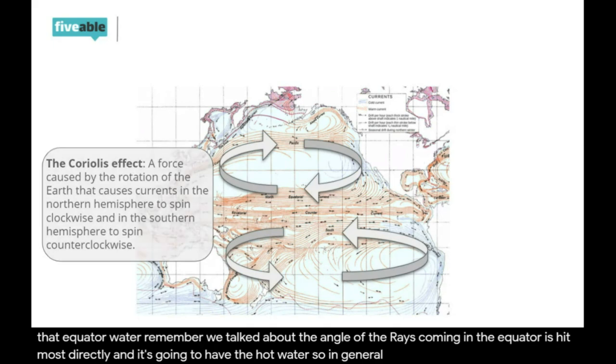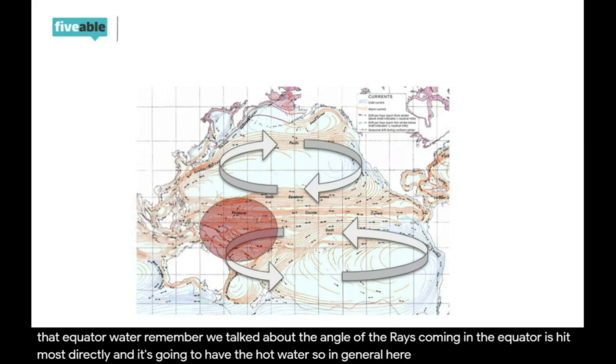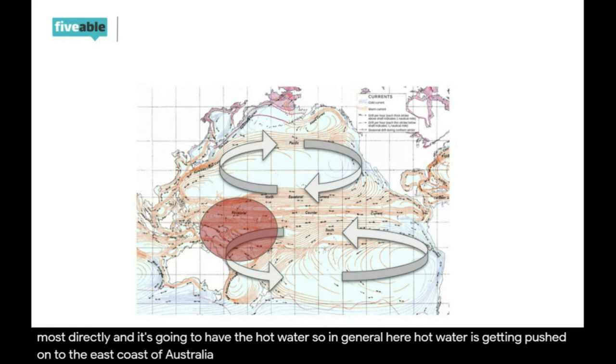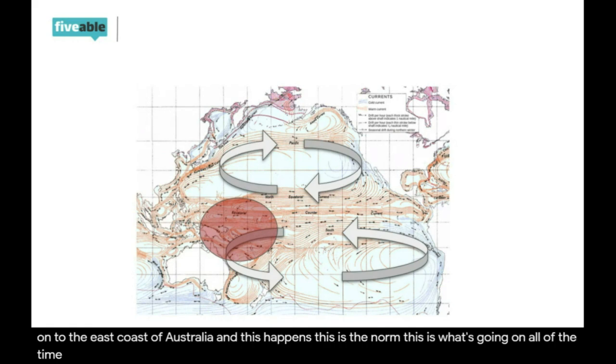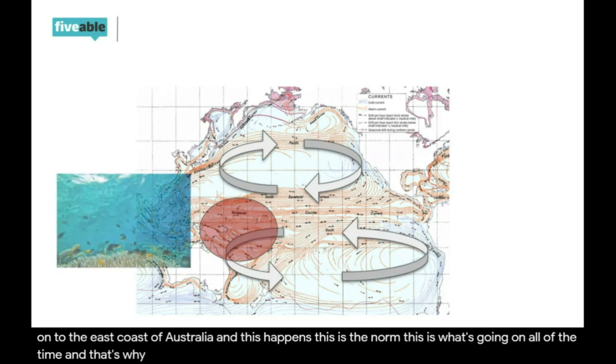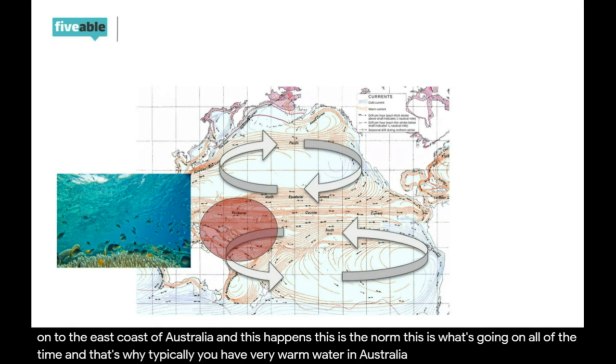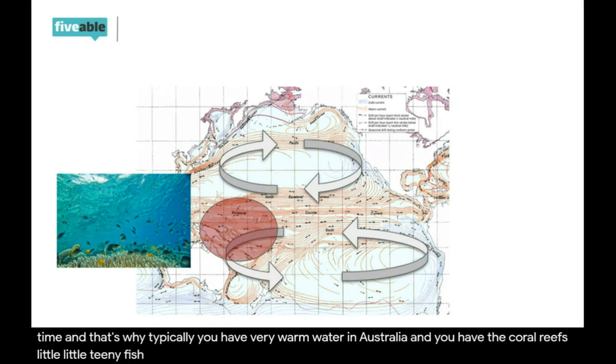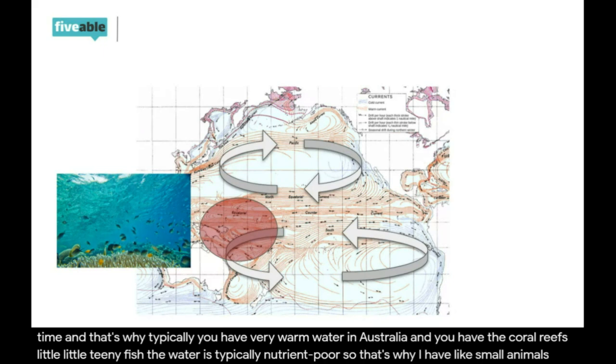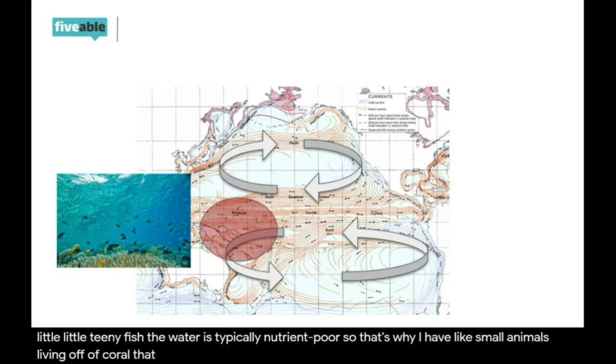So in general here, hot water is getting pushed to the east coast of Australia. And this happens, this is the norm. This is what's going on all of the time. And that's why typically you have very warm water in Australia, and you have the coral reefs, little teeny fish. The water is typically nutrient poor, so that's why you have small animals living off of coral that love warm water. So that's again the normal.